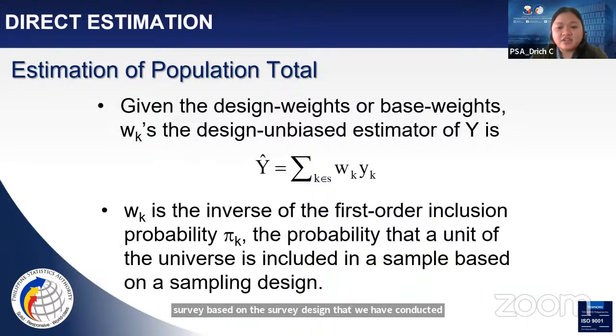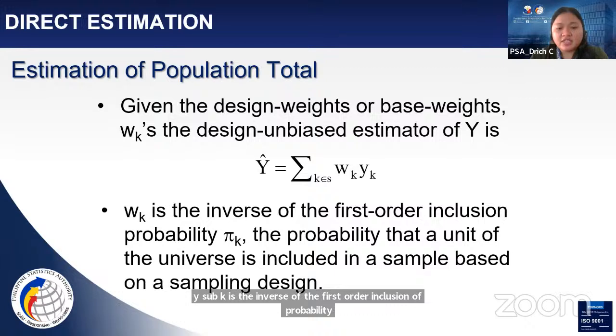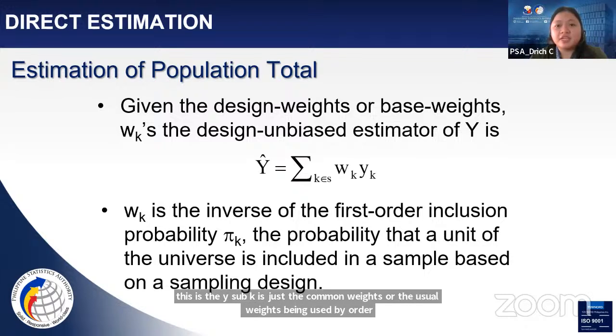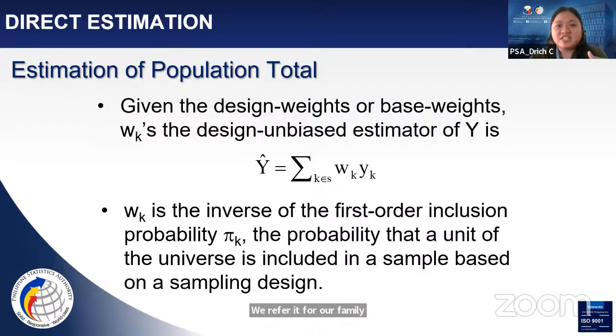So w sub k is the inverse of the first order inclusion probability pi sub k, wherein that is the probability that a unit of the universe is included in a sample based on the sampling design. This w sub k is just the common weights, or the usual weights being used by our office. For our Family Income and Expenditure Survey, we refer to our weights as the raising factor, since the surveyed household will be raised, or will be representing a certain group of the population. So we call it the raising factor when we refer to our survey weights.